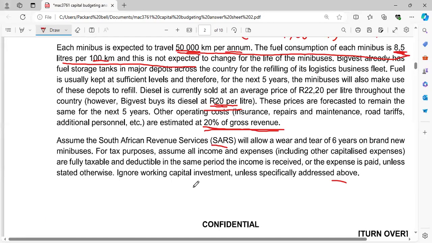Okay, when it comes to depreciation, remember we say depreciation is a non-cash item. So what it means when they say depreciation is a non-cash item is that when we are making a decision, we don't take into account the depreciation expense.